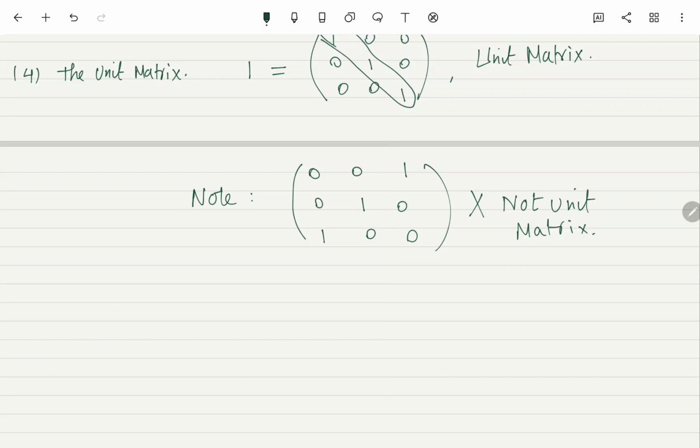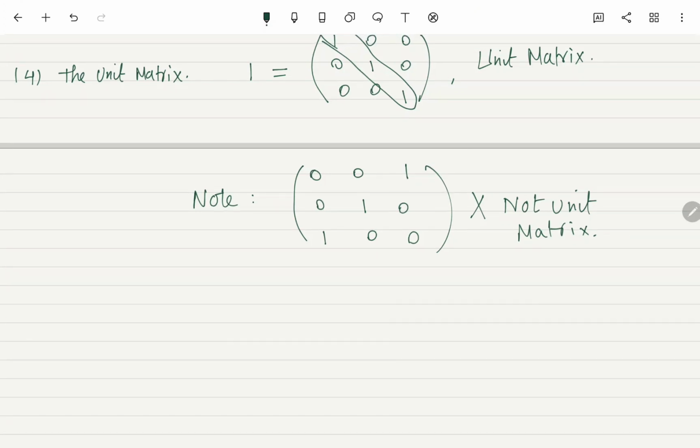A good thing to know here is that if we multiply a matrix by a unit matrix, the answer will be the same as the unit matrix multiplied by that matrix. So, for instance, the unit matrix multiplied by any matrix A equals the matrix itself multiplied by the unit matrix.